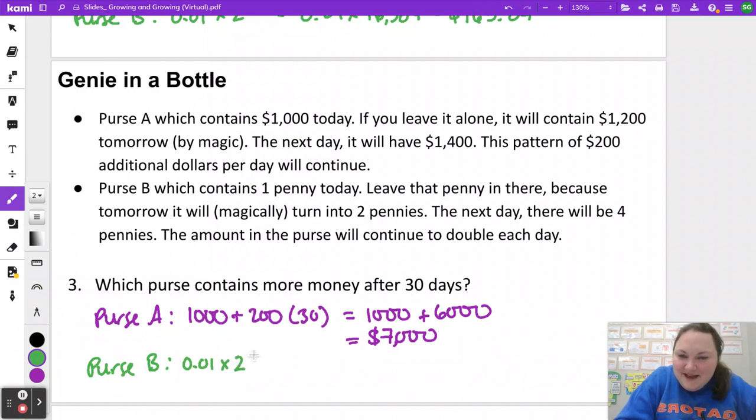For purse B, we are taking that penny we started with and we are doubling it. We are doubling that penny 30 times. So I'm multiplying it by 2 to the 30th power. That means 2 times 2 times 2 times 2 times 2, 30 times. When we do that, it means after you double it 30 times, that penny is going to be multiplied by 2 to the 30th power, which equals, are you ready?